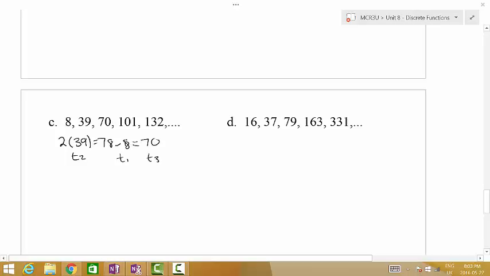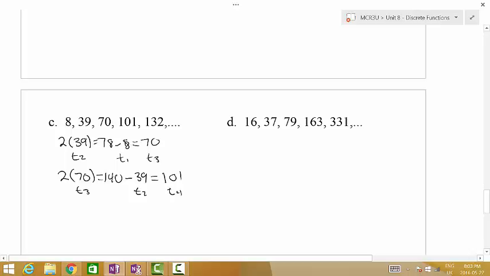What I'm going to do next is try it again. So what I think might work is multiply the term before it by 2, subtract the term that's 2 before it. So we're going to try to get 101. We're going to try multiplying the term before it, which is 70, and that gives us 140, and then subtract the term that's 2 before it. 140 minus 39 gives us 101. So again, this is T3, that 39 was T2, and it gave us T4.